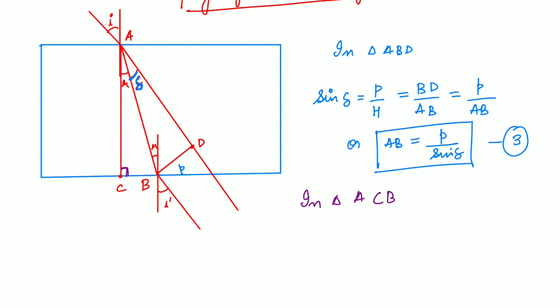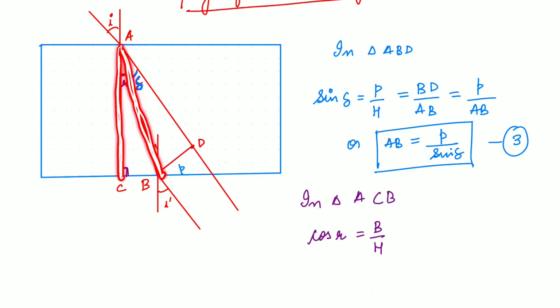It is basically right angle at C. So for this triangle, if I talk about cos of R, I'm talking about this angle. Normally I know the ratio of cos is given as base upon hypotenuse. So for this triangle, the base is basically AC, and AB is the hypotenuse. Your AC is the base and AB is the hypotenuse.